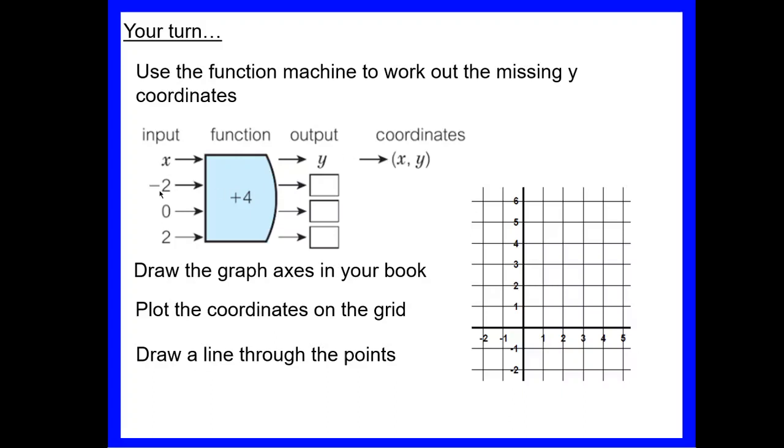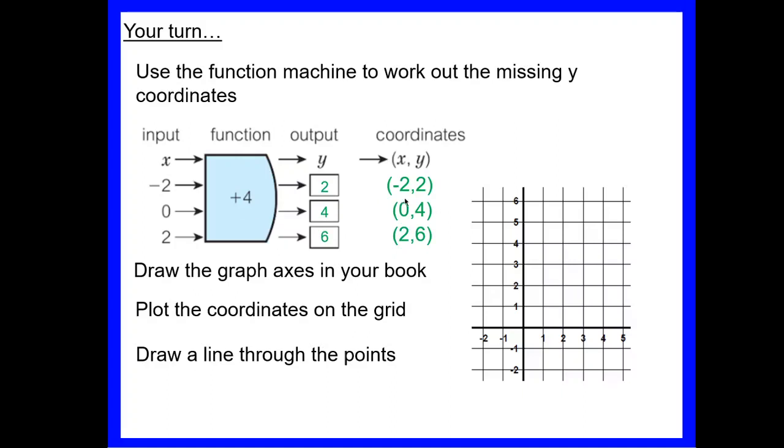Okay, so if we put -2 into the machine, -2 + 4 will give us 2. So our coordinates for that first point are -2, 2. If I put 0 in and add 4, I get an output of 4. So my coordinates are 0 and 4. And finally, if we put in 2 and we add 4, we get 6. So the coordinates are 2 and 6.